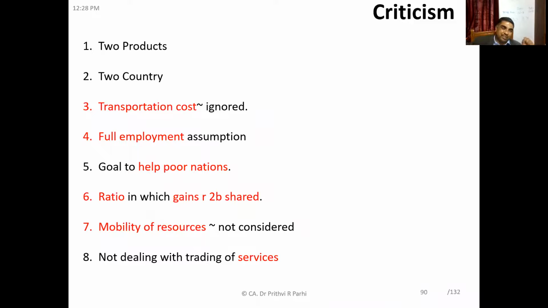Then one more possibility, that's the possibility of mobility. What will happen if Japanese laborers are brought to India and used in production of series, or Indian laborers are taken to Japan and engaged in production of paint? What will be the result? That has not been considered in this theory. And lastly, one more criticism, that this theory has not addressed trading of services. It has only addressed the trading of goods. What will happen in the service sector has not been addressed in this theory. So these are the criticisms of this theory.